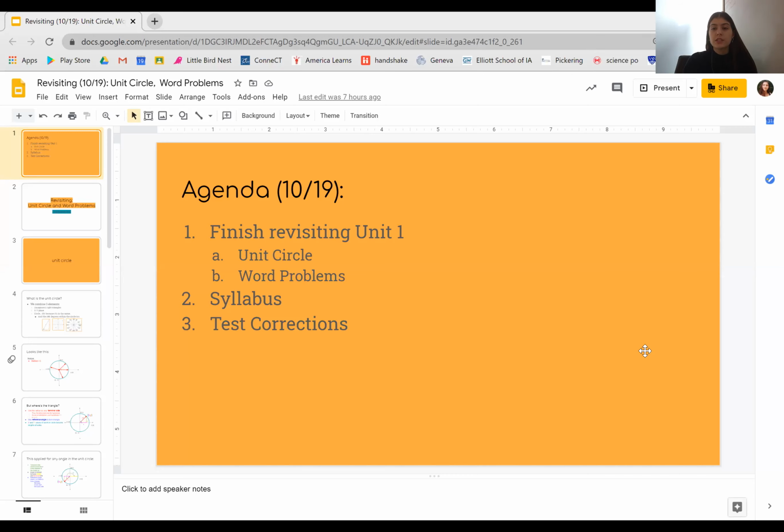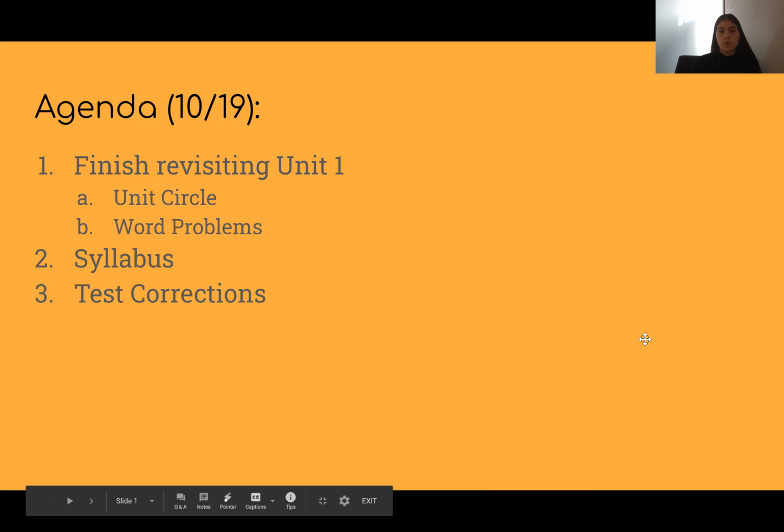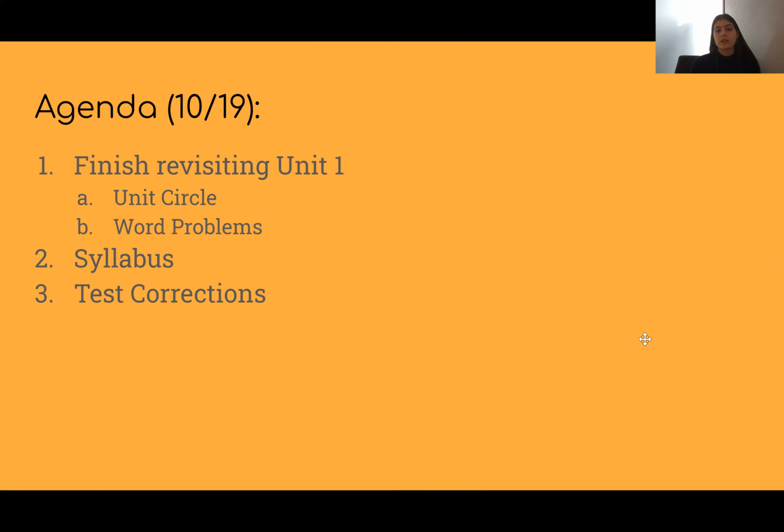So the agenda for today was to finish revisiting the Unit 1 unit circle word problems. Then we went over the syllabus, then we talked about test corrections. If you have any questions about the syllabus or the test corrections, let me know. The syllabus just provides the classroom expectations, what units we're going to be covering, my contact information, stuff like that.